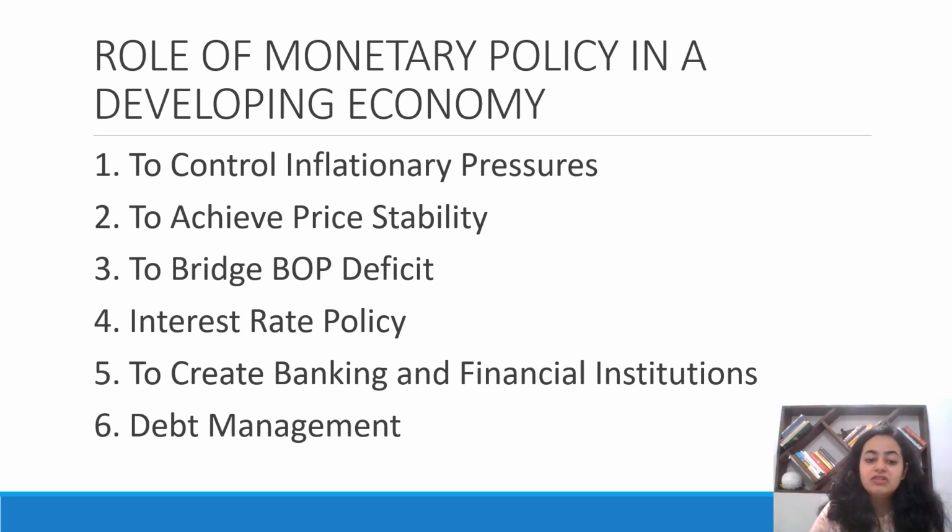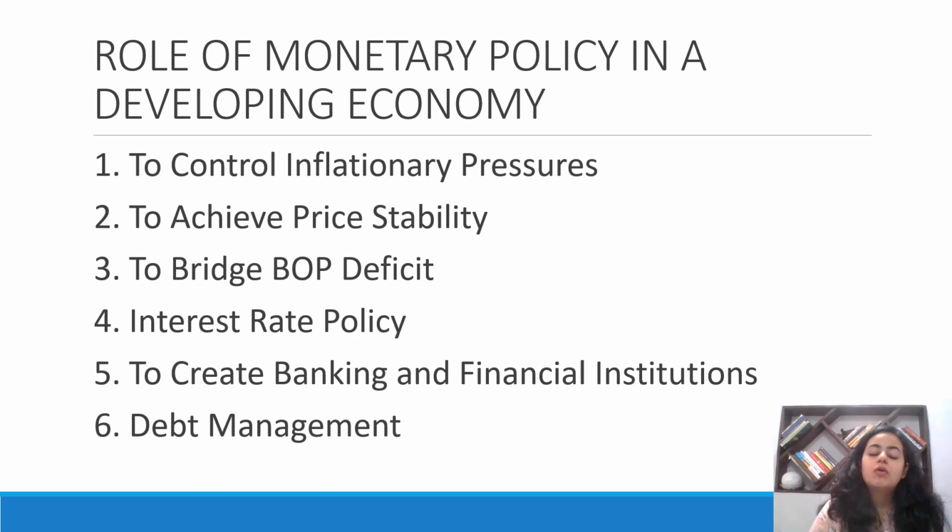If the government or the central bank has an aim to reach a certain price index for the country, even that can be achieved by using either expansionary or contractionary monetary policy. Third, it is used to bridge the BOP deficit.